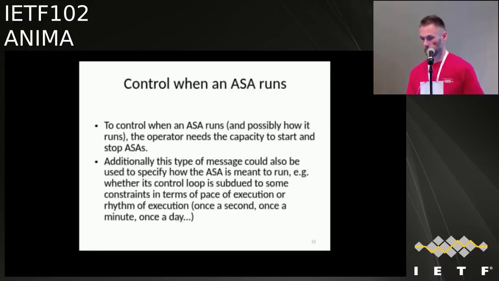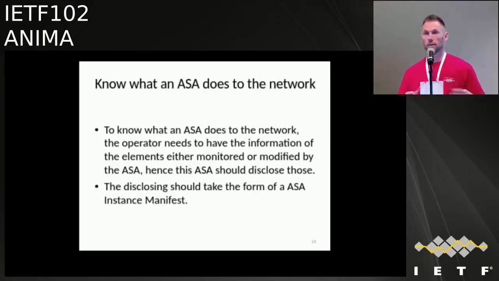Next slide. So then there are a number of steps when the actual autonomic functions are running on the network, because ultimately you just want to say run and everything will be perfect. But there will be some stages where you want, as an operator or as other functions, to be able to control the behavior of those ASA. So this is when you want to control when they run. So we need additional types of message to actually turn them on and off or change their operational regimes. Next slide, please.